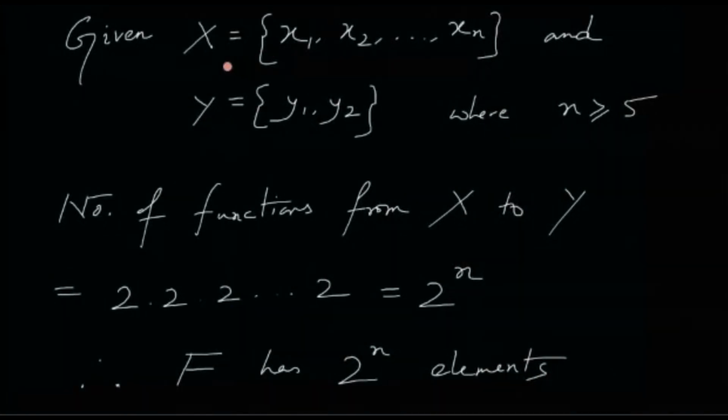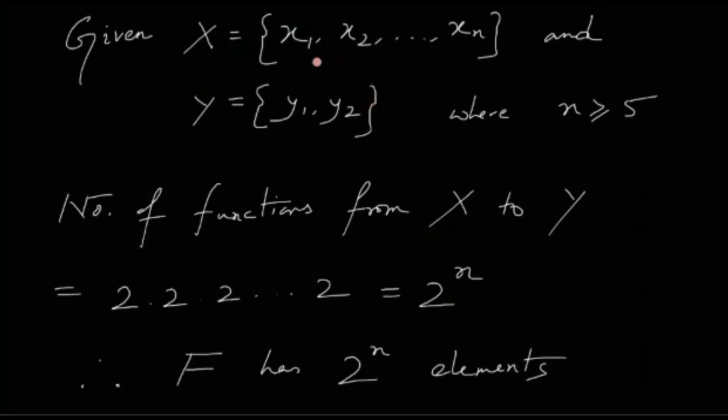So basically, we need to find the number of functions in the set capital F, and the number of functions in the set capital G. It's a very easy problem actually. Given X is the set x1 through xn, and Y is the set containing only two elements. Note that n is greater than or equal to 5, which is also quite important. The number of functions from X to Y, that means just any functions, is actually 2 to the n.